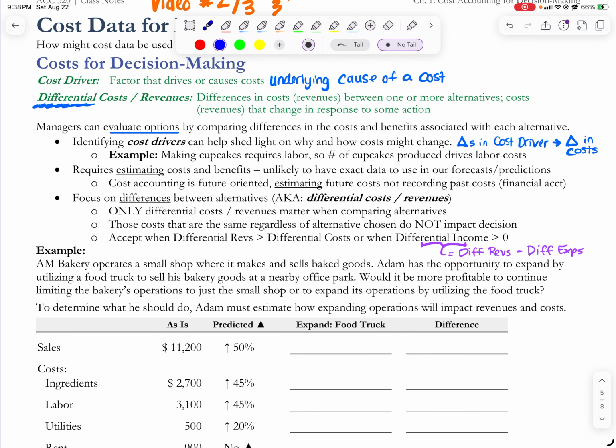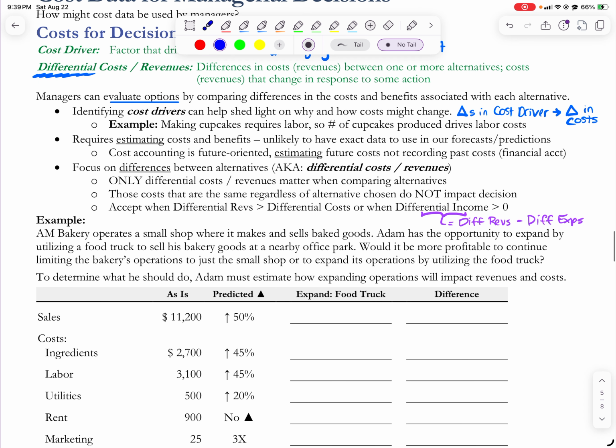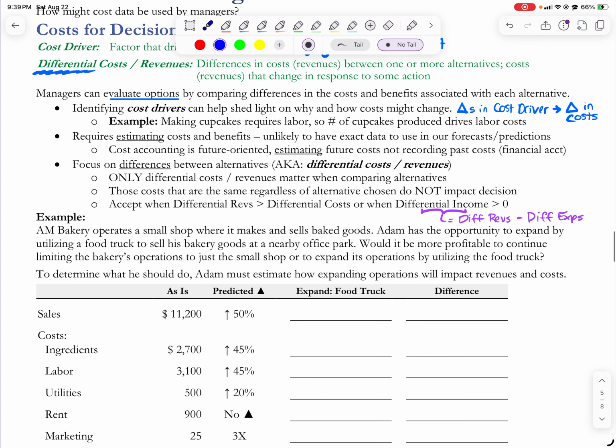So for example, say I was a bakery, and I was looking at some alternative that would require me to make more cupcakes. Making more cupcakes is going to require more labor. So I know that the number of cupcakes produced is going to have this direct effect on my labor cost. I could take what I know about that cost driver and look for differences in what they'll have to produce in terms of cupcakes in this instance, and it will give me insight into what my expected cost would be for the alternatives.